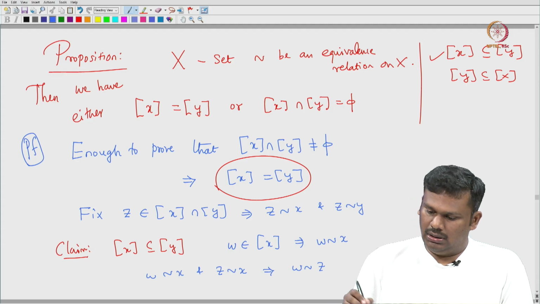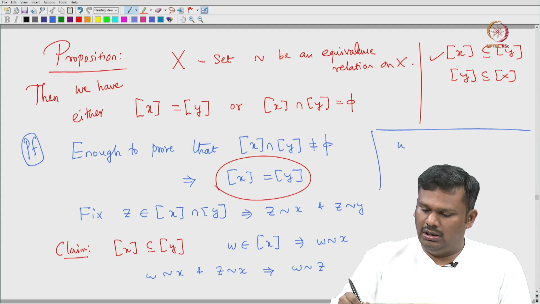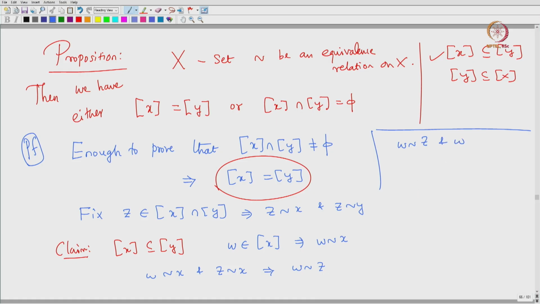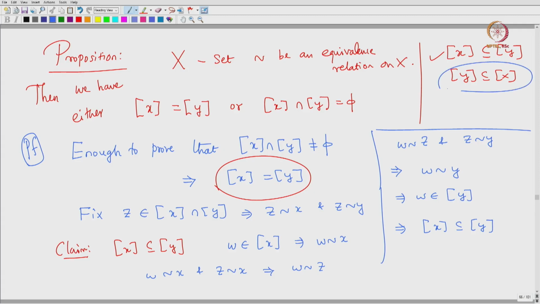So, now you can see that W is related to Z and Z is related to Y. That together will imply W is related to Y, and that means W is in the class Y. So, this simply says the class X is contained in class Y. By symmetrical arguments, like I said, we also get class Y is contained in class X. So, that would imply that class X is the same as class Y.